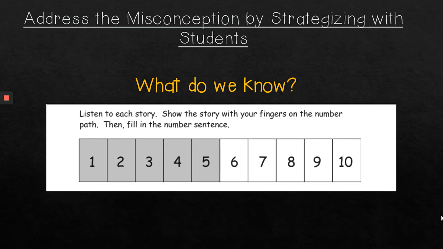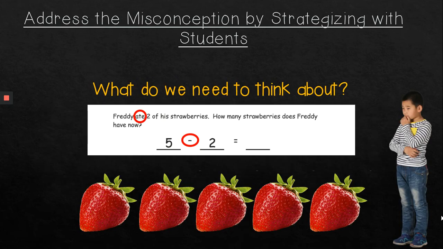What do we know? Let's ask students, what do we know about a number path? Well, a student may say, I do know that we can count from the number path. We can count up or down, forward or backward. And what do we need to think about when we're solving problems? Well, a student may say, or if they don't, we might want to prompt to start the thinking process. Let's look at the word problem first. Freddie ate 2 of his strawberries. He ate 2. So what does that mean if he ate 2? Does that mean we added 2, or does it mean that we take away 2? That's one thing that we can look at.